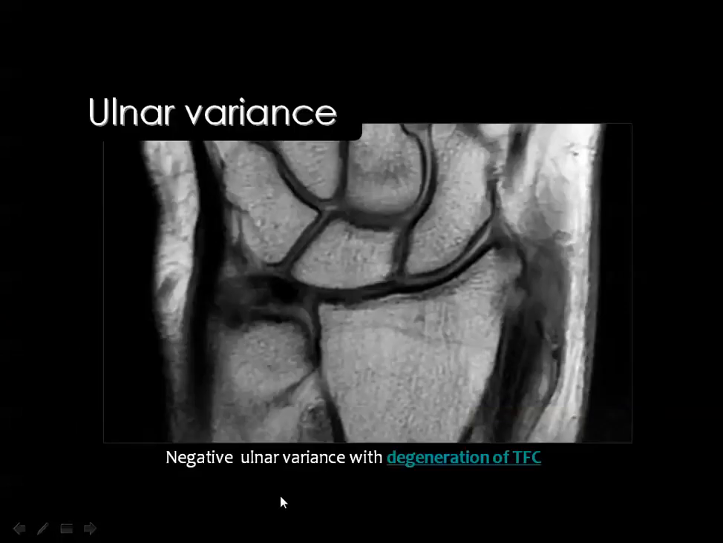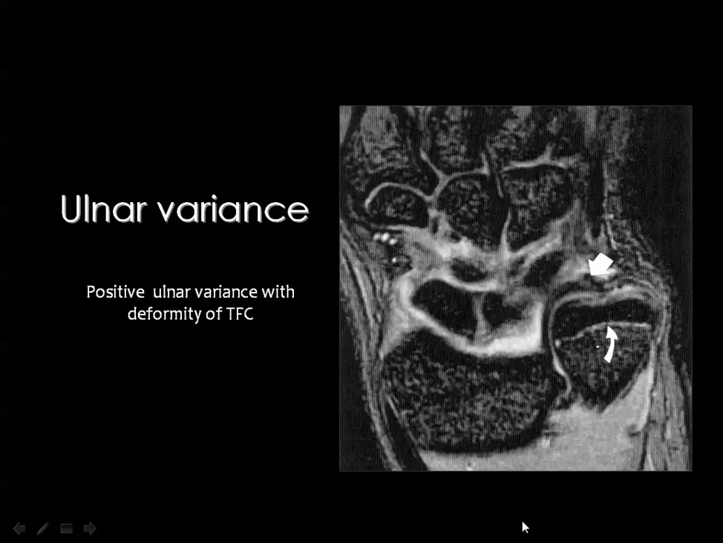Any type of ulnar variance will affect the triangular fibrocartilage, either by degeneration or by tear. You see that this ulna is shorter than the radius, and the triangular fibrocartilage is swollen and shows intermediate signal denoting its degeneration. This is negative ulnar variance with degenerated triangular fibrocartilage. This is positive ulnar variance. You see the ulna, and the triangular fibrocartilage is intact but is markedly deformed, as you can see here.